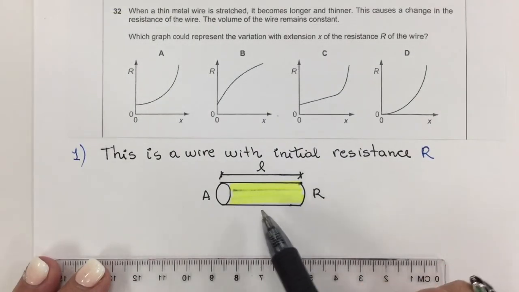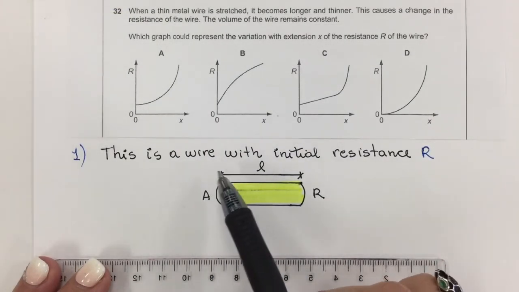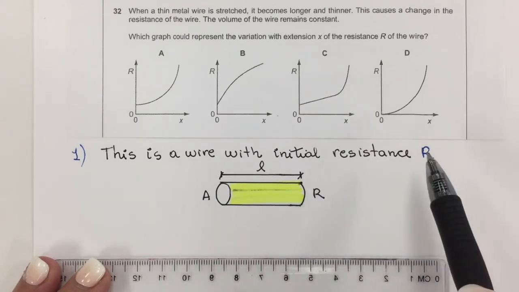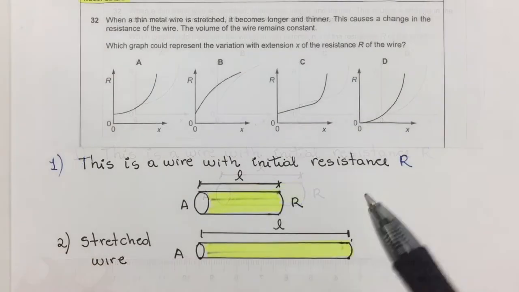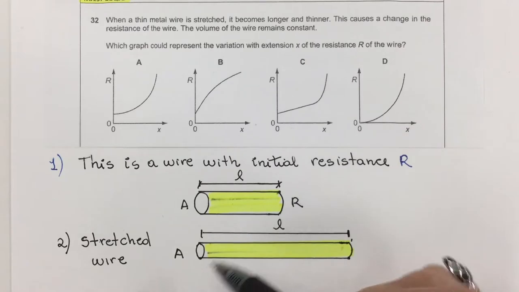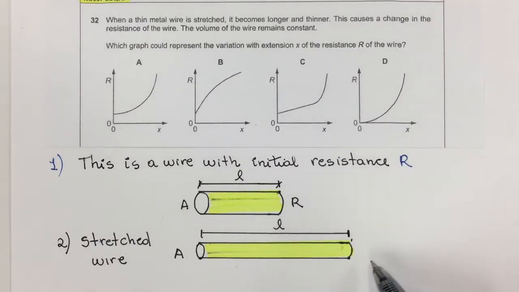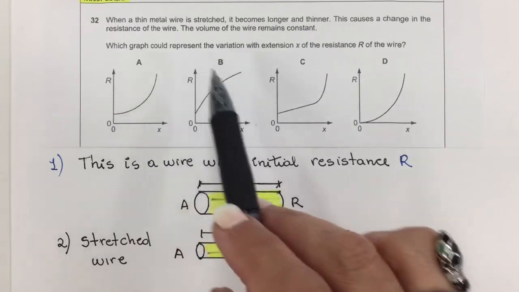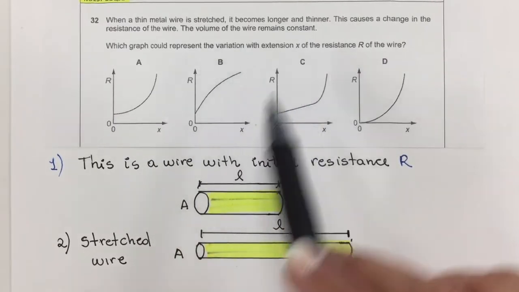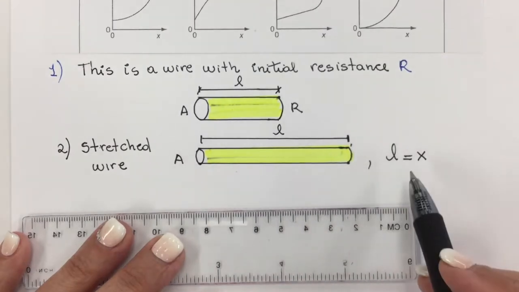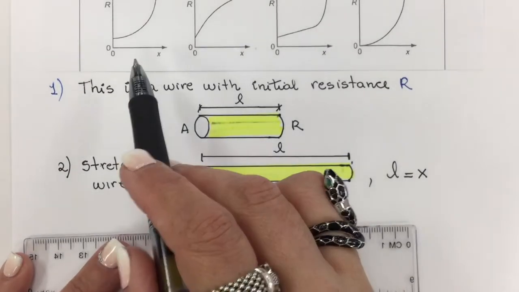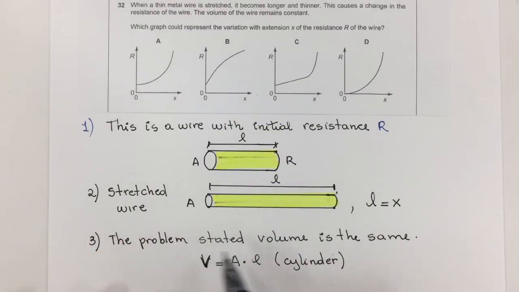This is a diagram to represent the metal wire with an initial resistance R, with the length and cross-sectional area. Now, this wire is being stretched and the question is asking to find a graph that represents the variation of this extension of the resistance of the wire. This L represents the X from this graph. The problem states the volume is the same.